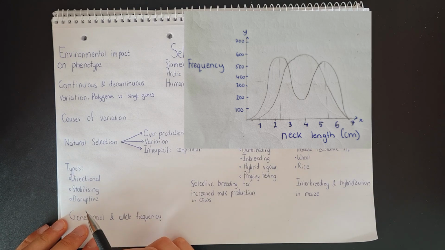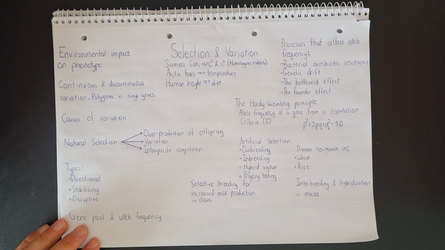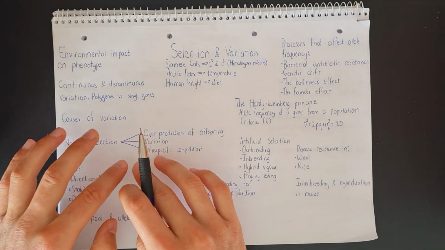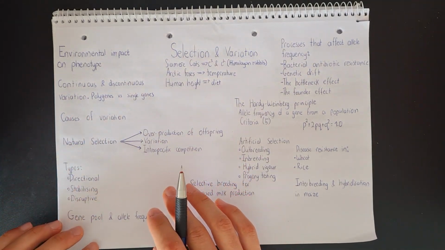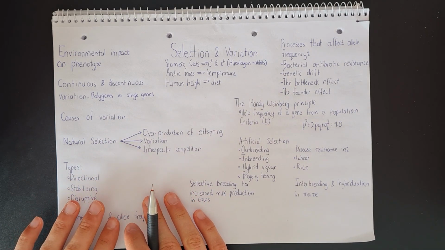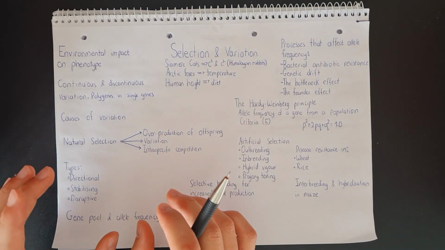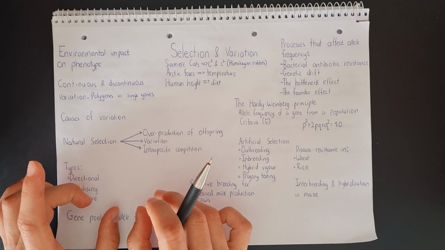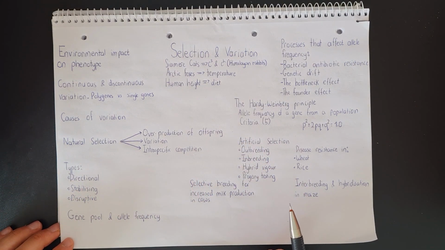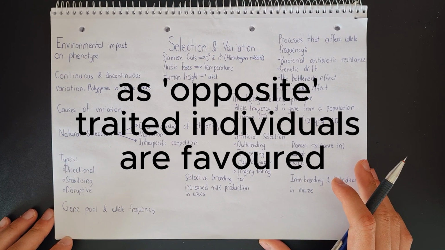Now, the disruptive selection is the type of selection that is most likely to bring about evolution, because with this we have the extreme phenotypes in action within the population, and this will increase the chance of evolution into a new species or a new subspecies.